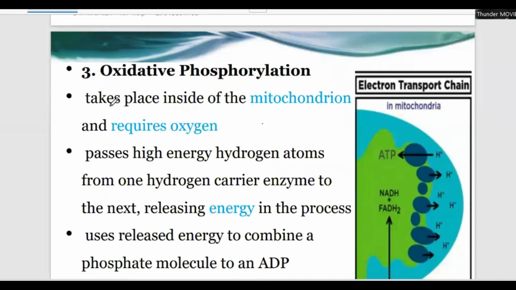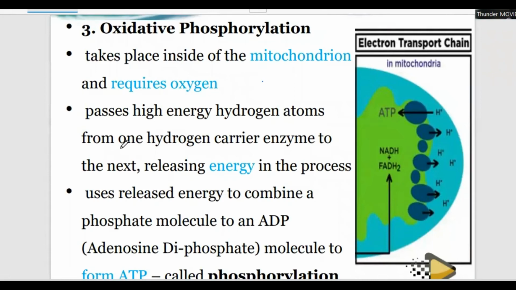oxidative phosphorylation. It takes place inside the mitochondrion and it requires oxygen. So it means that oxygen must be present. It passes high energy hydrogen atoms from one hydrogen carrier enzyme to the next. So what does it mean? It means that one hydrogen carrier enzyme gives it to the next one, and then the next one, like that. But during that process, energy is being released.